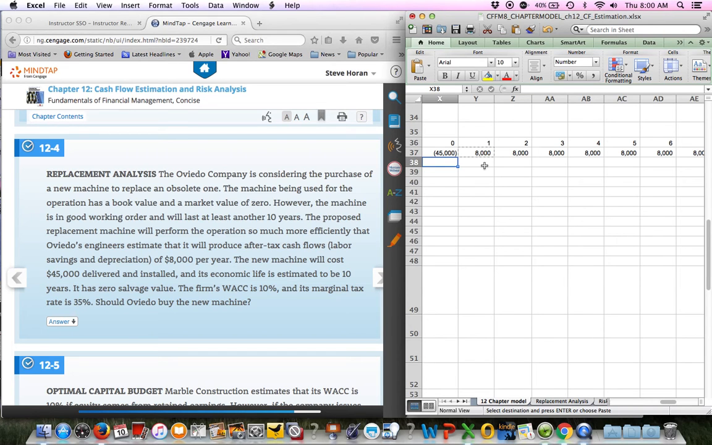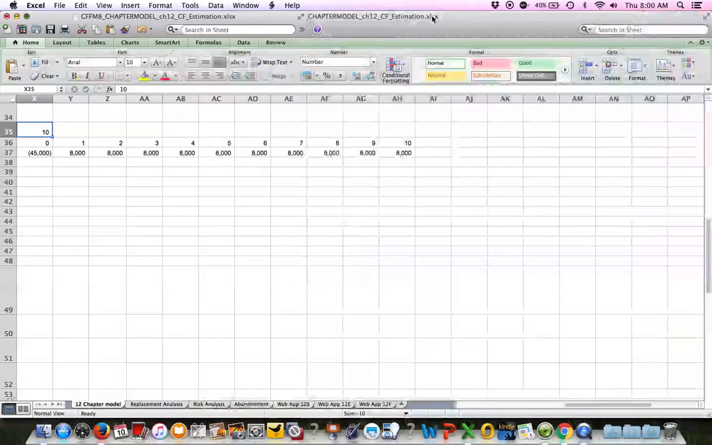So the WACC is 10%. I'm just going to type in a 10. Actually, I should have 0.10, but let me just make that be a percent here. And let me just maximize this so everybody can see the whole thing.